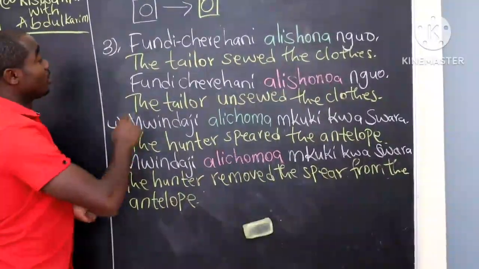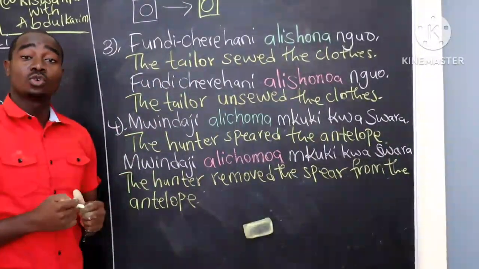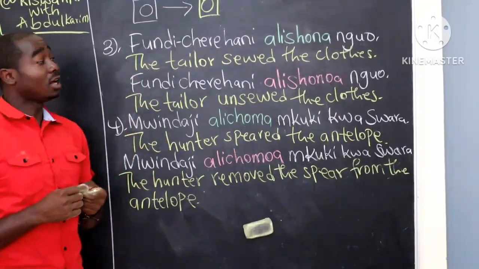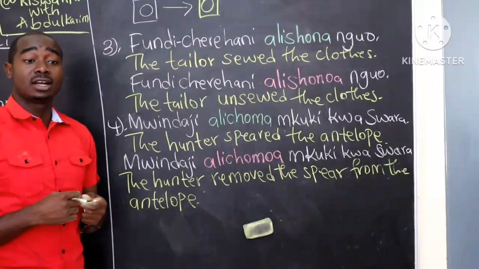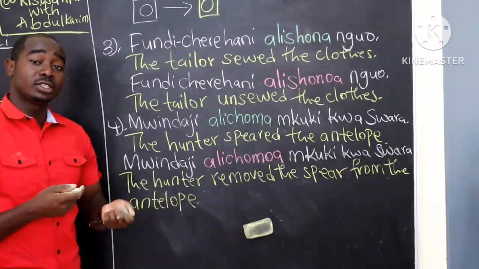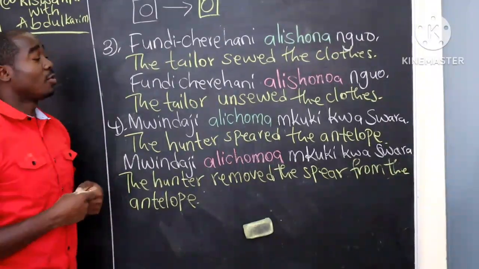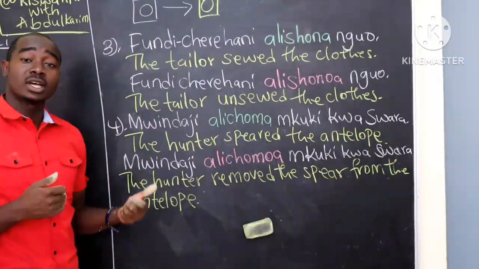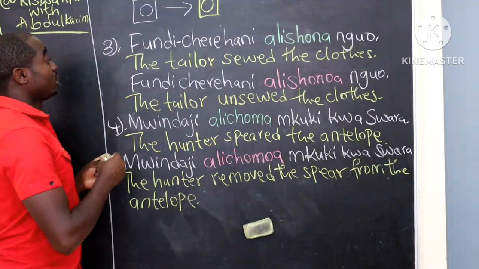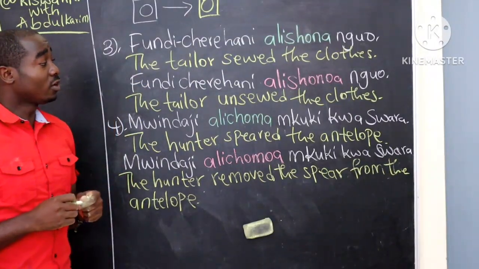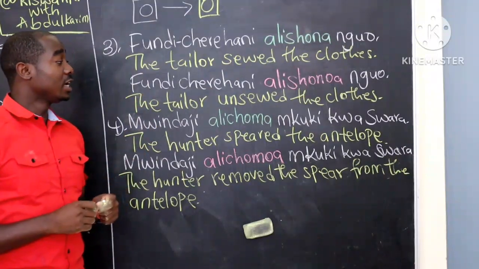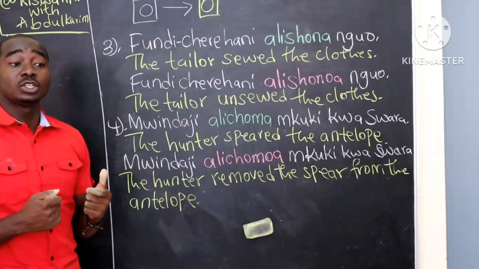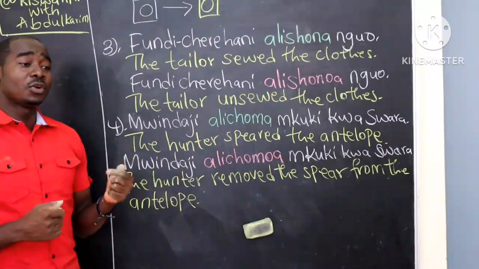Nambari ya tatu, fundi cherehani alishona nguo. Fundi cherehani here is a tailor. You can just say fundi. So depending on the context, just say fundi or fundi cherehani. But fundi is a general term for people who do repair, people who construct. The tailor sewed the clothes. Fundi cherehani alishonoa nguo.